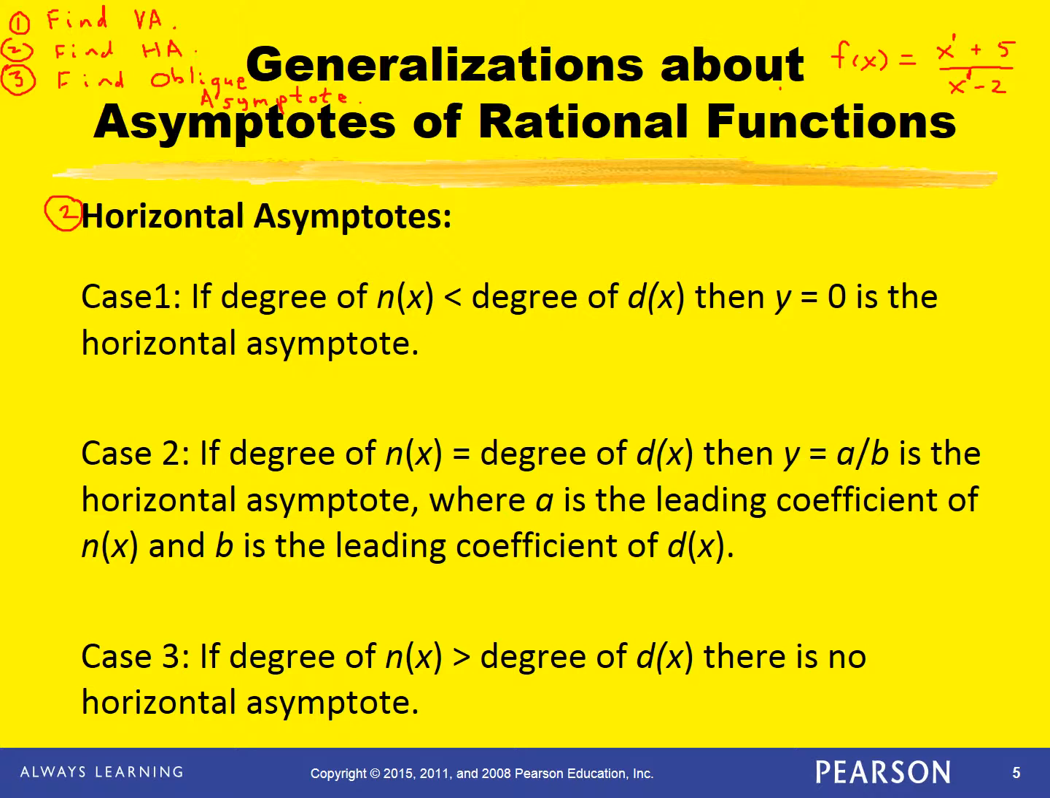Now, if the degree of the top is less than the degree of the bottom, maybe that x were not there. Maybe you have g of x equal to 5 over x minus 2. Then automatically we have the answer to the horizontal asymptote problem. It's the line y equals 0. That is a horizontal asymptote. The line y equals 0, also known as the x-axis. It's automatic, okay? We call such rational functions proper, just like a proper fraction.